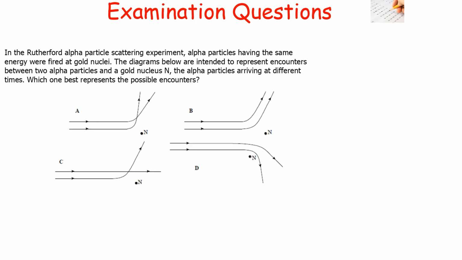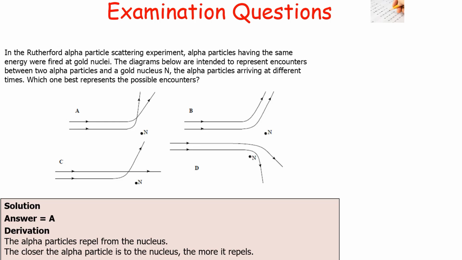Right, the answer is A, because the alpha particles are repelled from the nucleus, so any attraction can't be the case, and also the closer the alpha particle is to the nucleus, the stronger the electromagnetic repulsion it will experience, so the greater its repulsion will be. So therefore, when you look at the particular answers, you can tell that the only one which satisfies both of those criteria is A. So that one best represents the possible encounters.